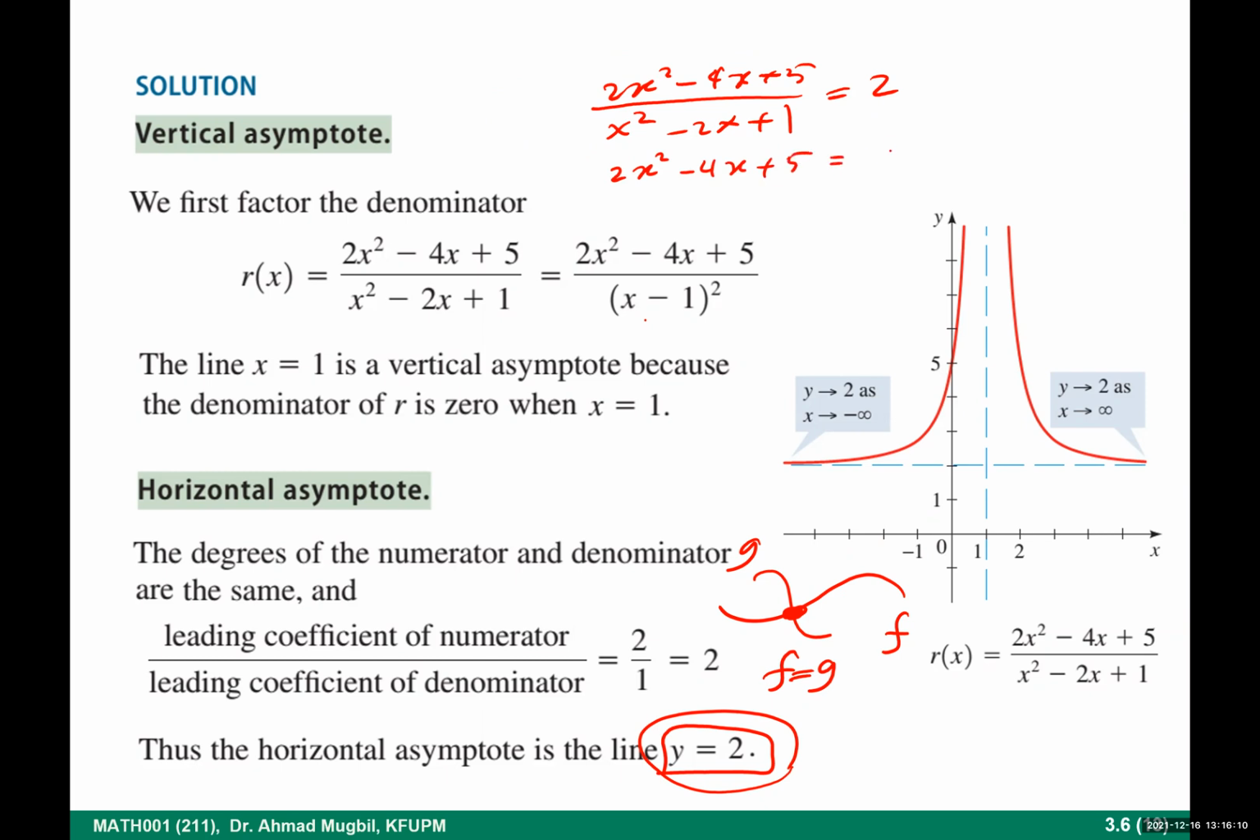It will be 2x squared minus 4x plus 2. Is that right? So you will cancel this with this, this with this. 5 equals 2. Is this possible? If 5 equals 2, these two graphs will intersect each other. But unfortunately, 5 is not 2. So the graph of this rational function will not intersect its horizontal asymptote.